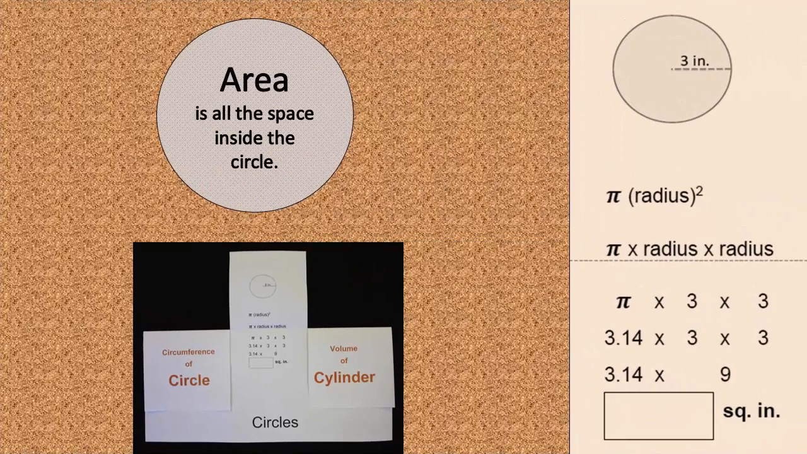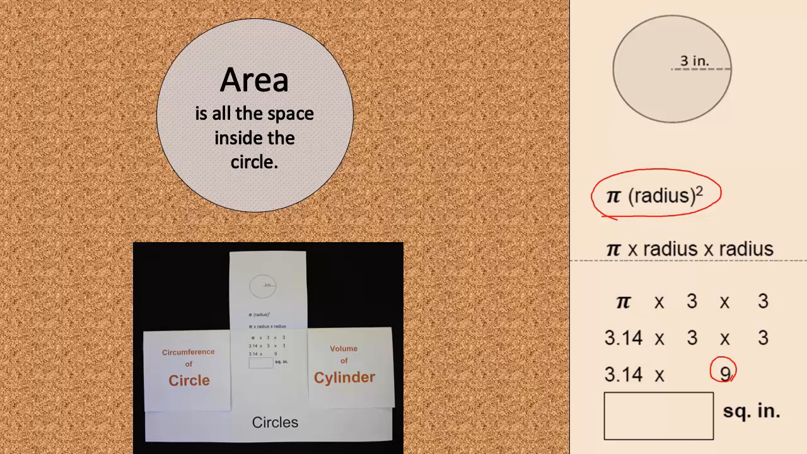Area is all the space inside the circle. When we look at the drawing, we see that we've been given a radius, and we see that the formula is pi times radius squared. Radius squared means radius times radius. The radius is 3, so 3 times 3 is 9.